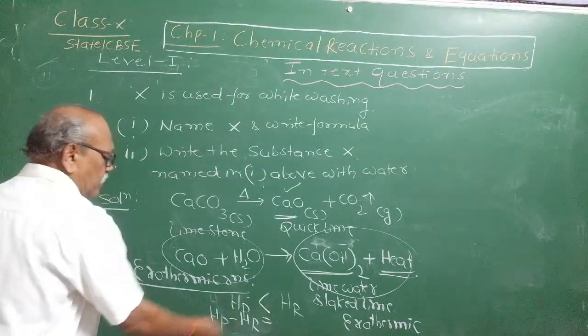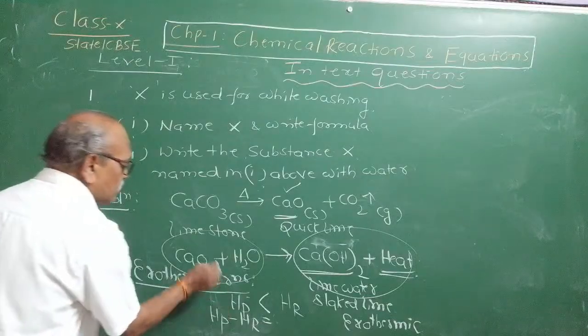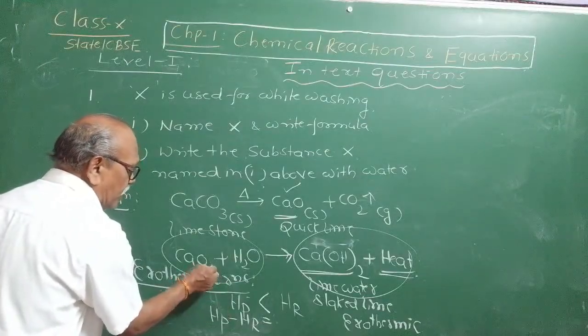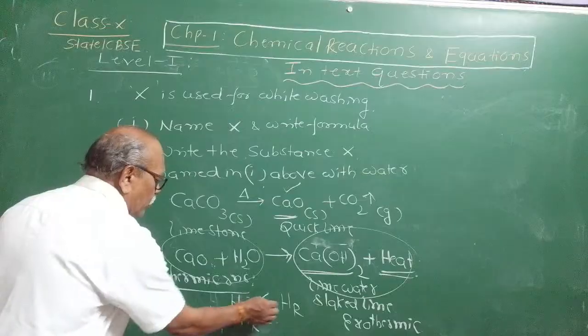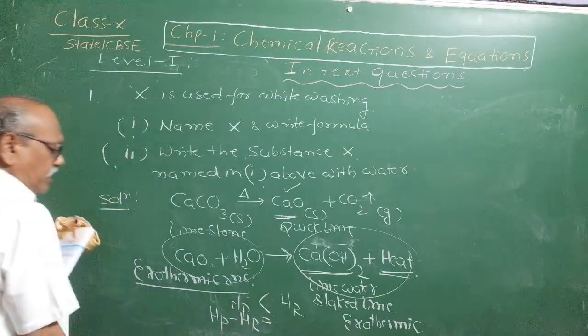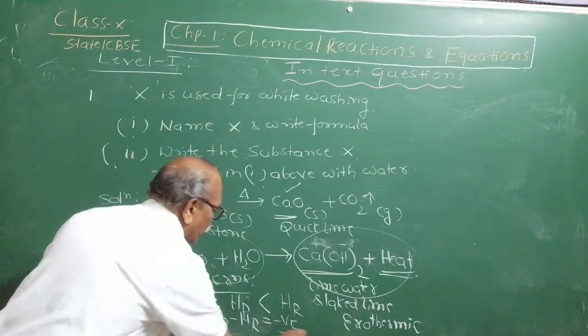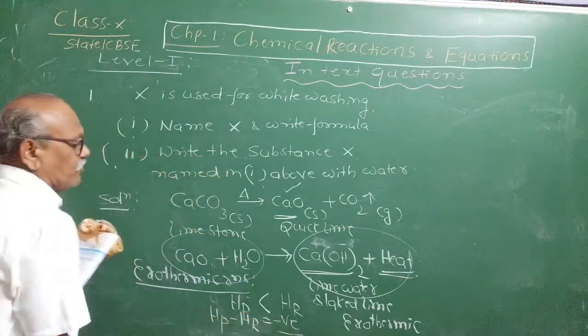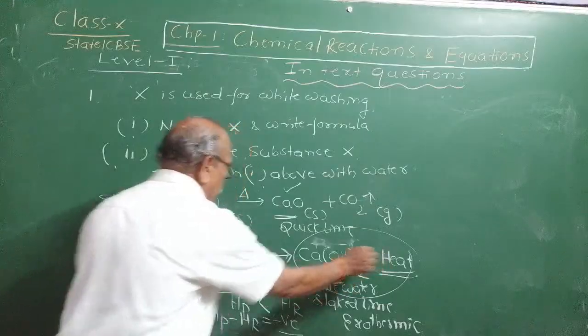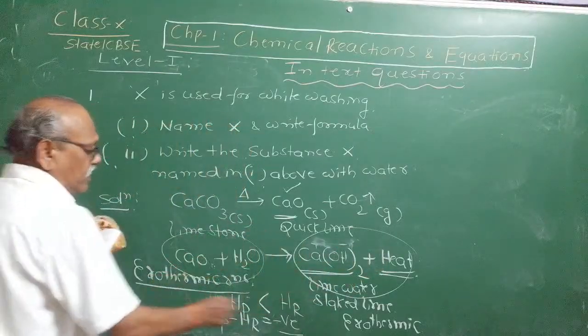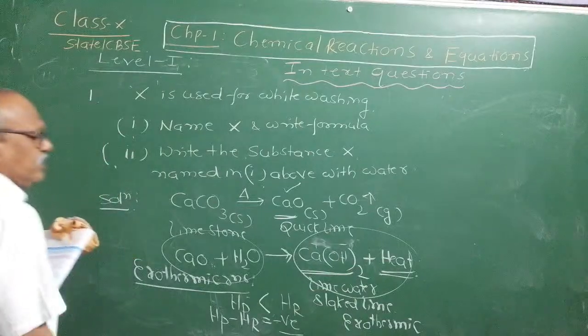Generally, the heat content or energy of the reactants will be greater and the energy of the products will be less. Therefore, you are getting a negative value. Negative means heat energy is liberated. Therefore, that heat energy has to be added to balance the law of conservation of energy. Therefore, you are writing it as heat.